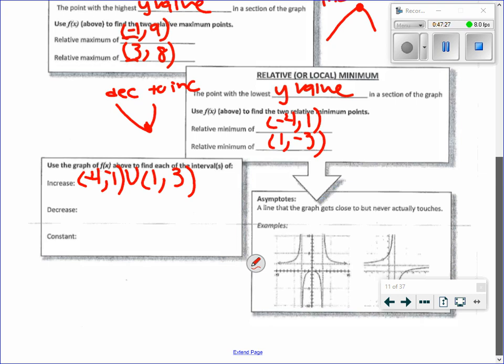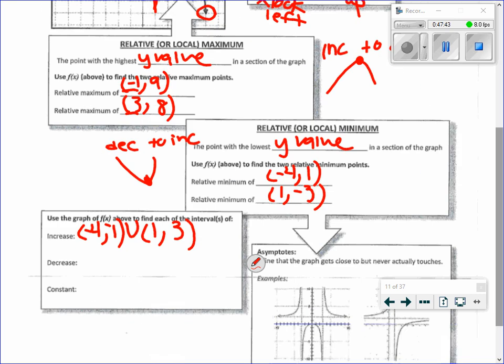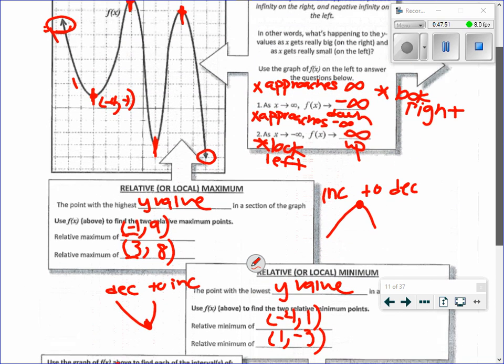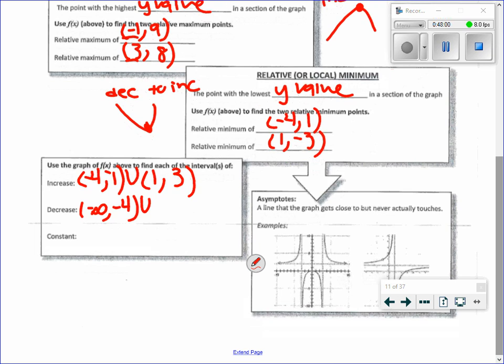So now let's talk about decreasing. Looking all the way to the left, where am I first decreasing? Yeah, -infinity to what? -4. Good, that x value. And then we will decrease again from -1 to 1. And then from, so from -1 to 1, and then we'll go from where to where lastly?